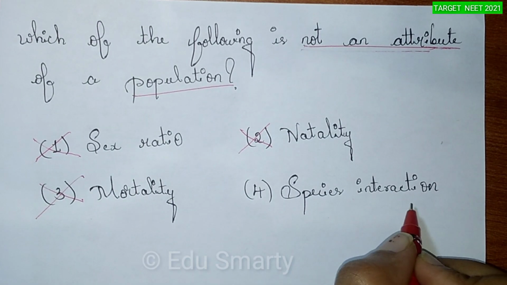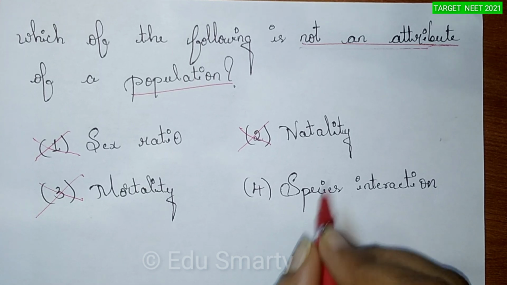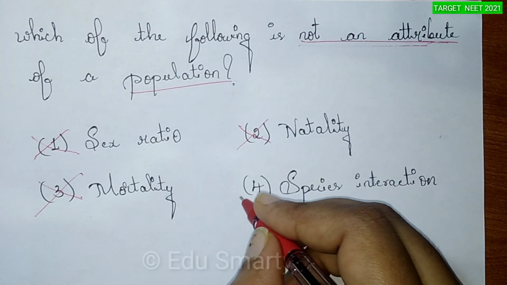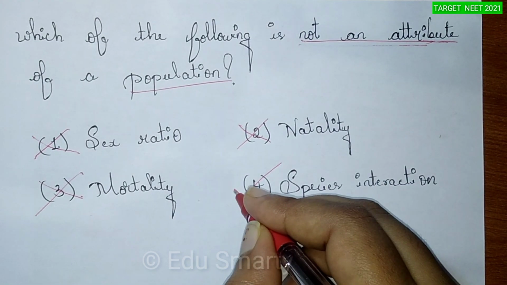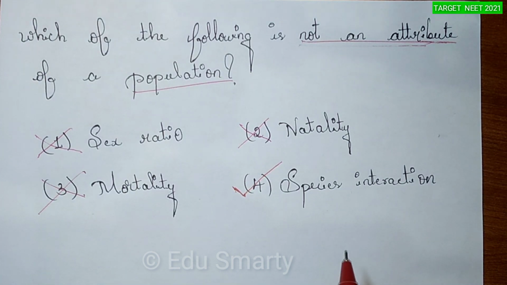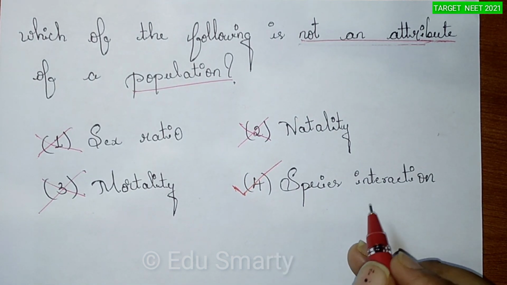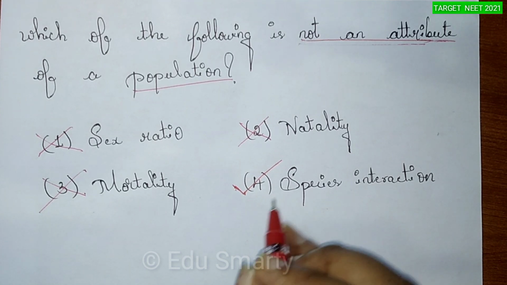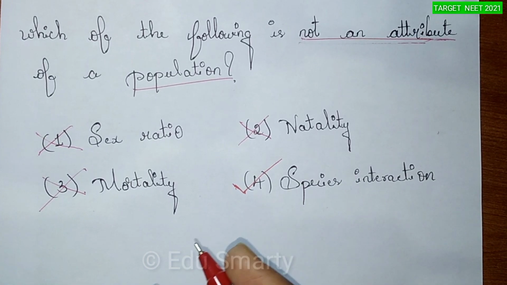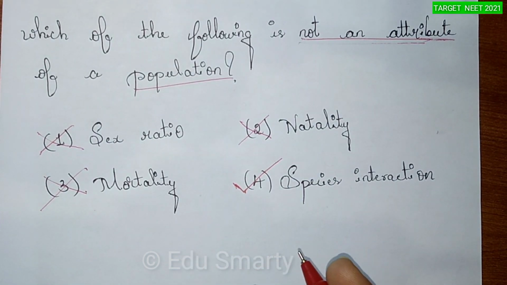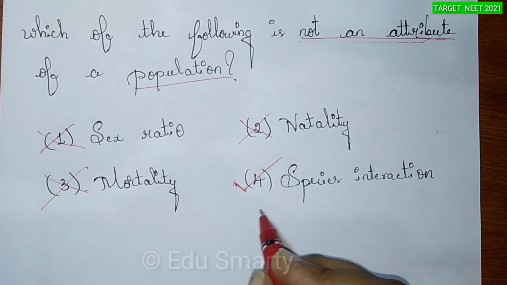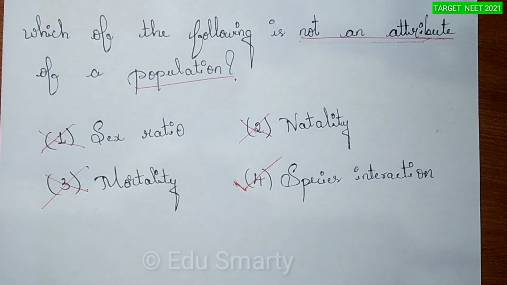Next, last option is species interaction. It is not an attribute of population, that means it's not a characteristic of population. So this is the right answer, because species interaction means the interaction between the species, like between plants and plants, animals and plants, etc. Basically in ecology there are 4 types of species interaction, that is competition, predation, mutualism, parasitism. So it will not be a characteristic of population. Our answer is species interaction.